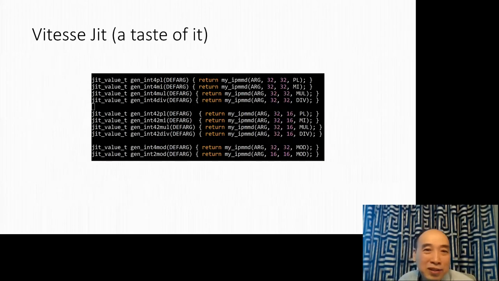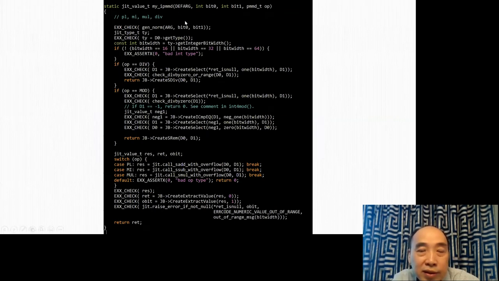So here's some code gen stuff. In Postgres you see all this plus, minus, multiply, division, right, of abstract data types here. Here's our code to generate them, and these are all generated. So you see the 32 and 32, 32 and 16. This is int42 plus, which is adding a 4-byte integer with a 2-byte integer, right? And it calls this function to generate the LLVM code. And then this is that worker function.